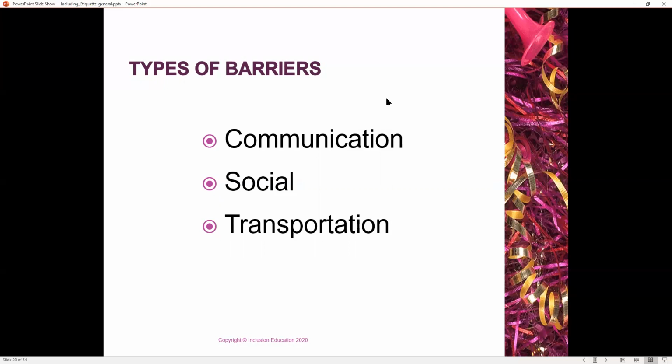So those are just examples of the types of communication things we have to think about, the kinds of barriers we have. If we do things that are going to hinder someone from getting the information that we want to impart, then that's a barrier. So the next category is social barriers.